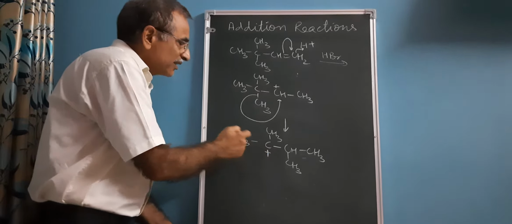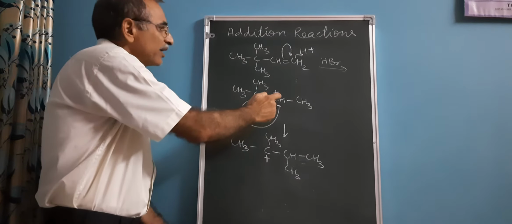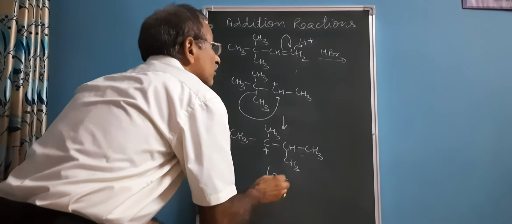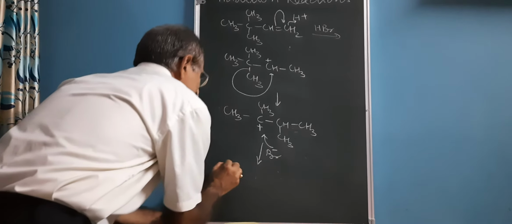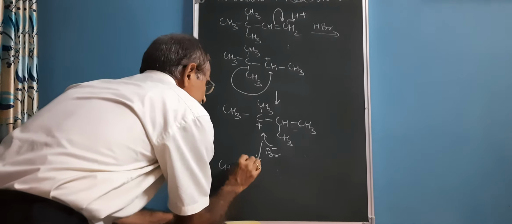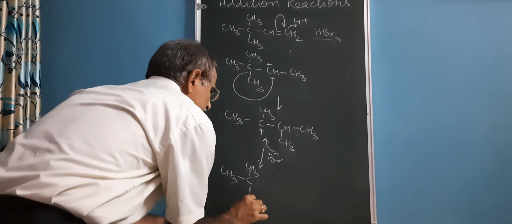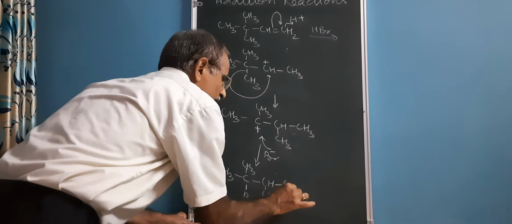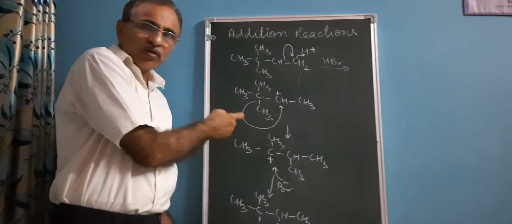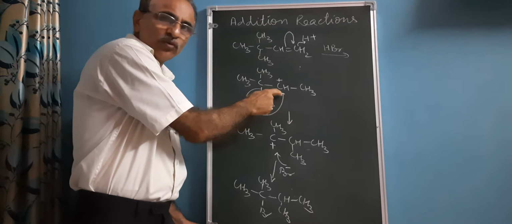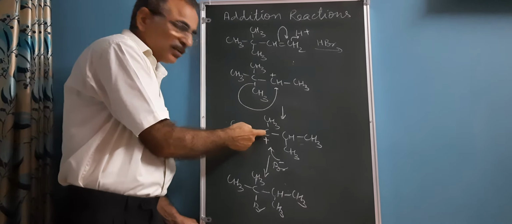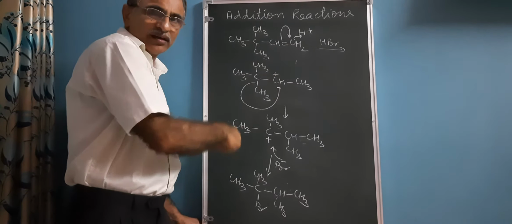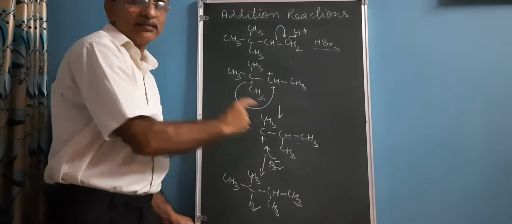Once this tertiary carbonium ion is formed, which is more stable as compared to the secondary carbonium ion, bromide will approach here, and that will lead to formation of this product. This is how, due to shifting of methyl group, it formed tertiary carbonium ion, which is more stable as compared to secondary carbonium. This addition of bromine takes place like this.